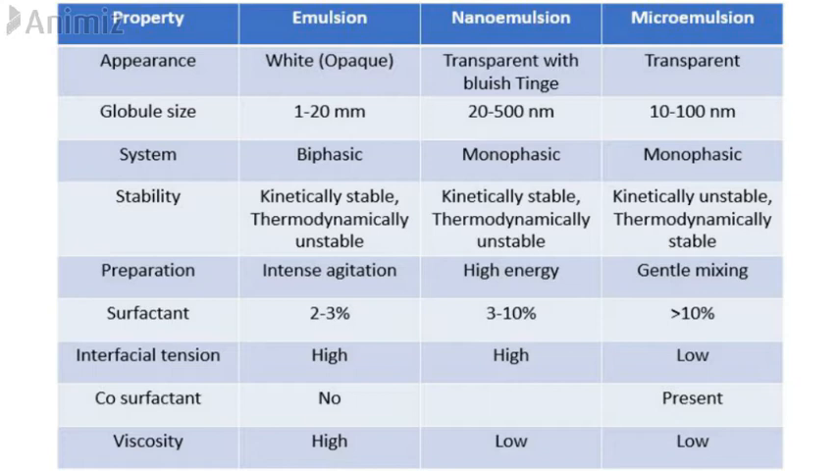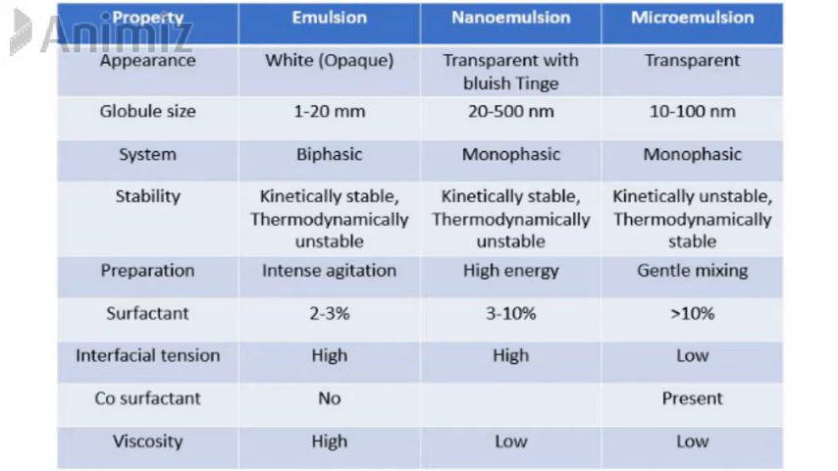The surfactant concentration in emulsion is 2 to 3%. In nanoemulsion it is 3 to 10%, and in microemulsion it is more than 10%. The surface tension or the interfacial tension of emulsion is very high. That of nanoemulsion is also very high, but of microemulsion it is very low. Co-surfactants are not present in emulsions, but they are present in nanoemulsions and microemulsions.